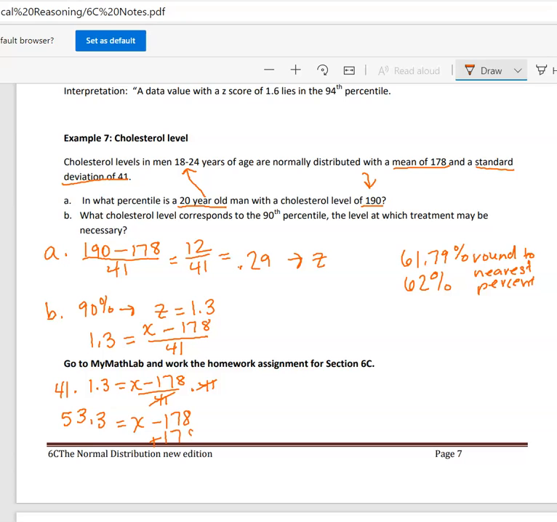Then we add 178 to both sides, which gets me 231.3 equals x. So the answer to what cholesterol level corresponds to the 90th percentile, the level at which treatment may be necessary, is 231.3.